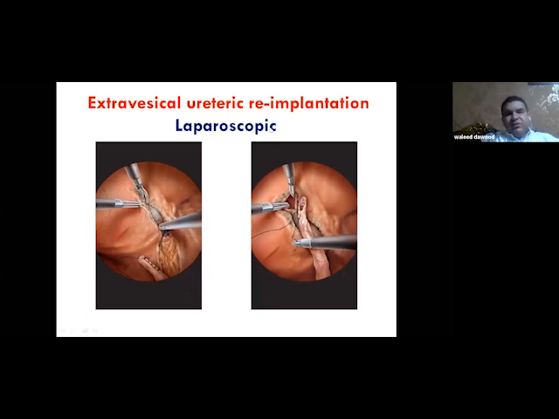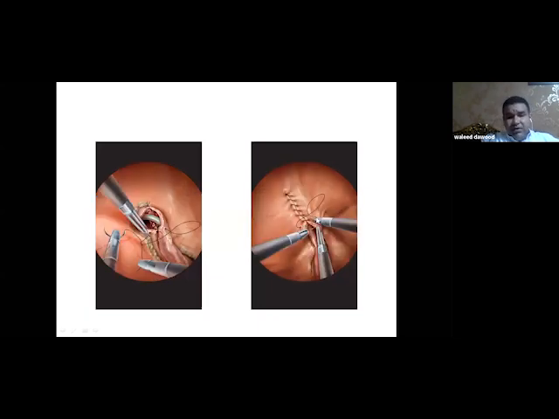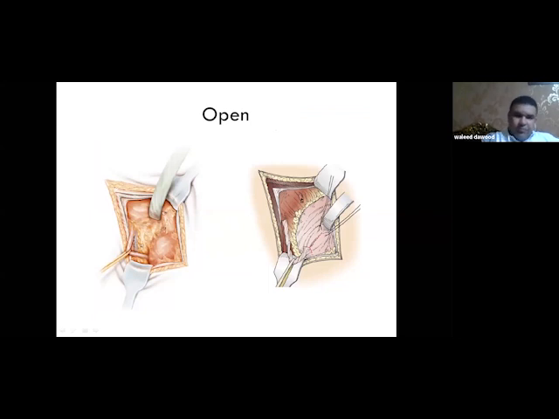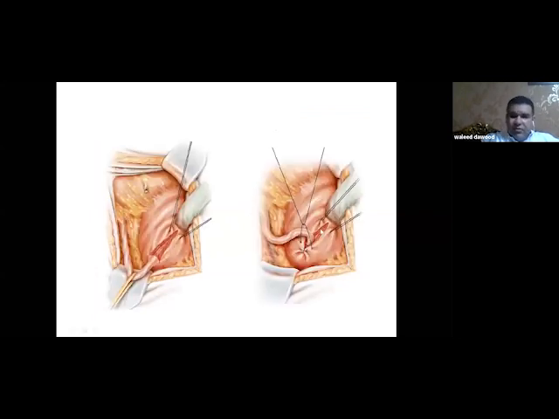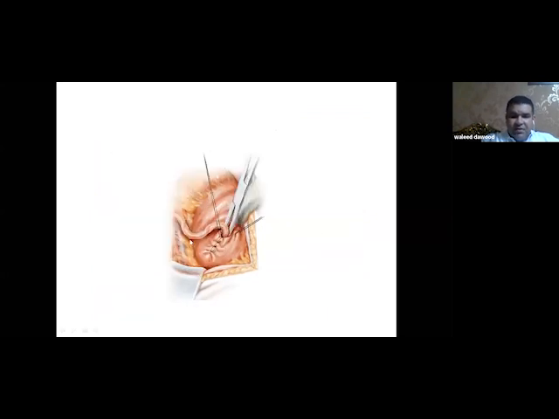About extravesical re-implantation, we can do it laparoscopically or open. This is a laparoscopic dismembered Lich-Gregoir in an obstructed ureter. This is a tapered ureter anastomosed to the hiatus. The tunnel is made, and the ureter is put in the tunnel, and the seromuscular layer is closed over the ureter. In the open technique, it is the same. Here, the tunnel is made and the ureter is embedded in this tunnel. We can see this trick: we put an instrument beside the ureter while closing the muscle layer over it, to ensure that there is no obstruction on the ureter.